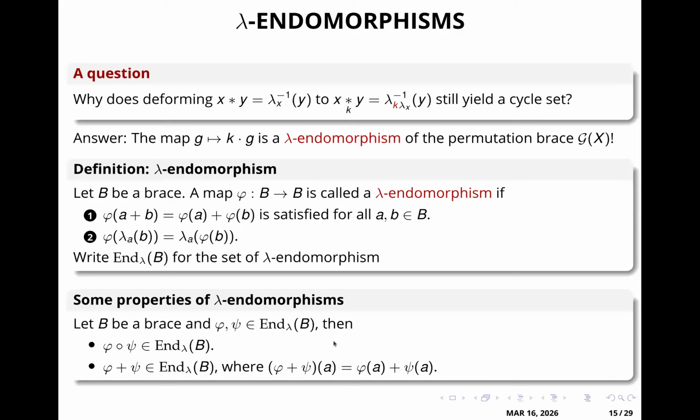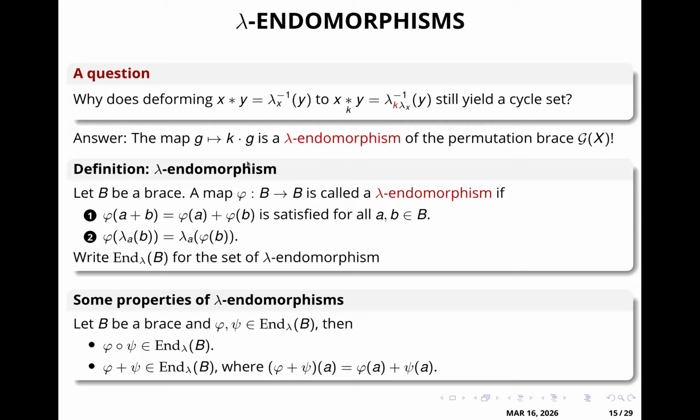It turns out that the reason why this deformation procedure goes so neatly is that the multiplication by k is what I call a lambda endomorphism of the permutation brace, meaning that it is an endomorphism of the module structure of the additive group over the multiplicative group.